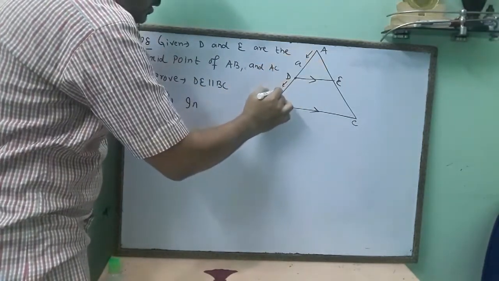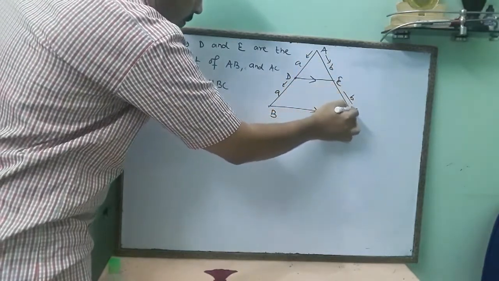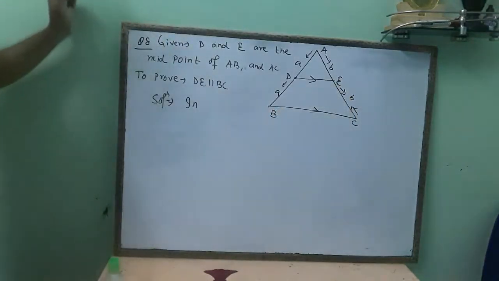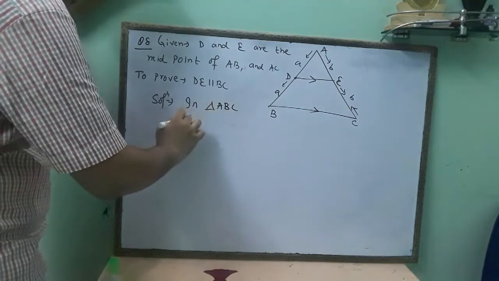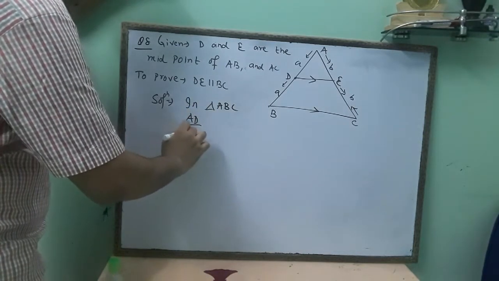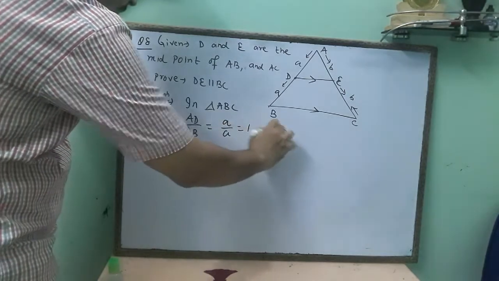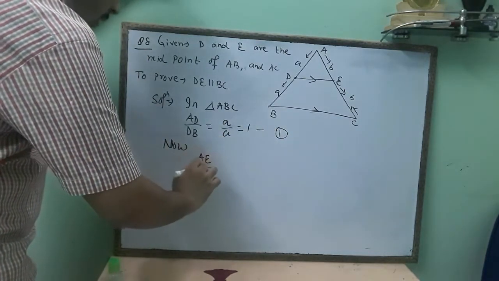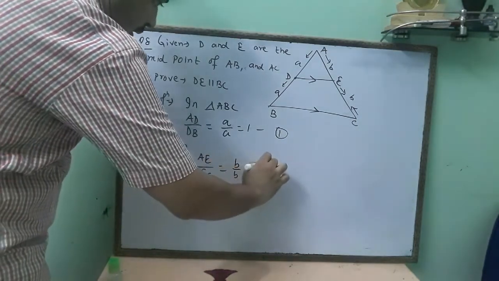Suppose this one is A, this one is A, and this is also B, this will be B, because E is the midpoint of AC. So in triangle ABC, AD divided by DB will be A divided by A, which is equal to 1. Again, AE divided by EC is equal to B divided by B, which is equal to 1.